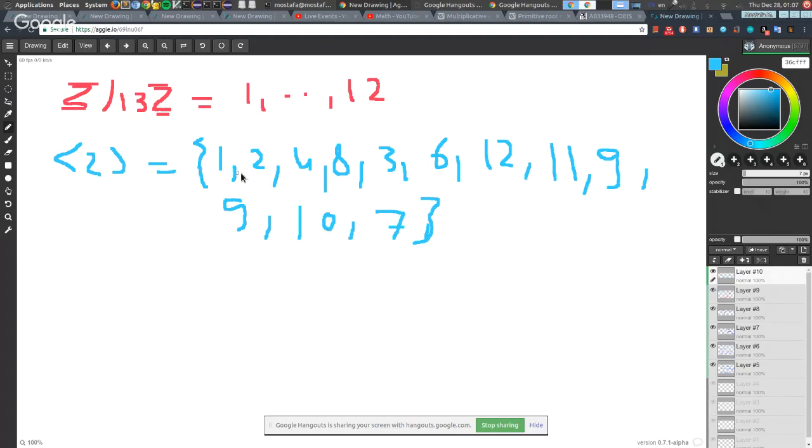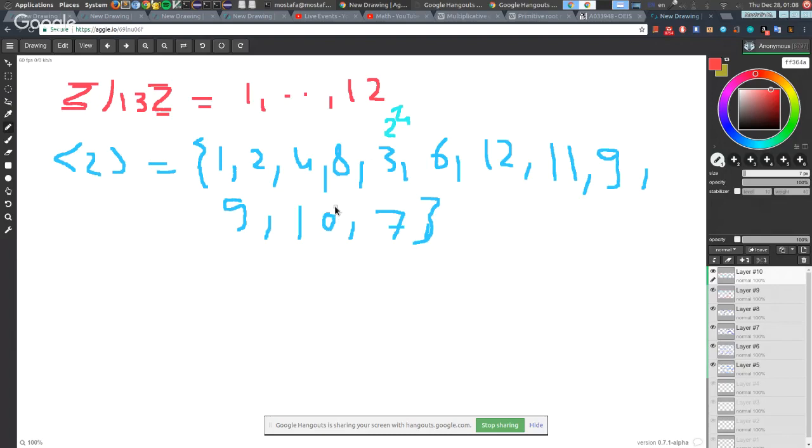So we find that all the powers of 2 are generated. These are the powers of 2. For example, 2 to the power 4 is 16, and we take the remainder with 13, which is 3, and so on. We keep multiplying by 2 and it keeps going like that. So we find that 2 is a generator of this set.